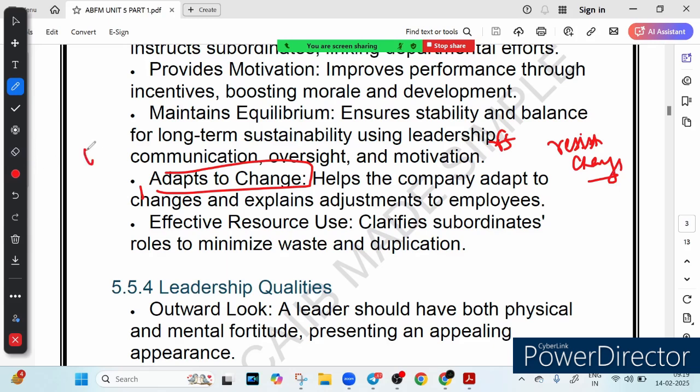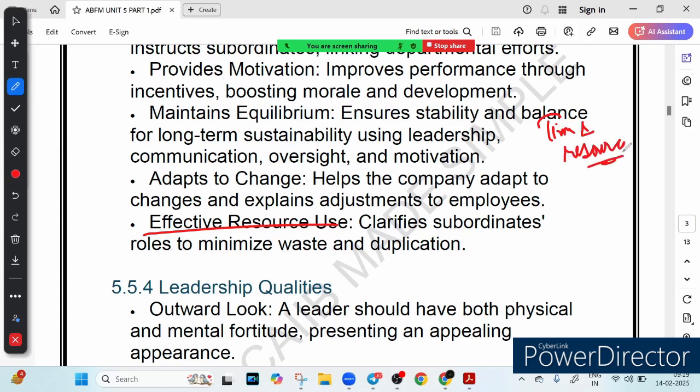A good leader explains why there is a need to change. The good leader explains it, supports employees and helps them adapt easily. So that is one of the importance of leadership. Now the last point is, leadership saves time and resources. So the key point is two things: it saves time and resources.